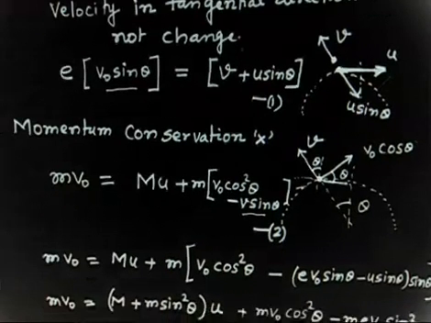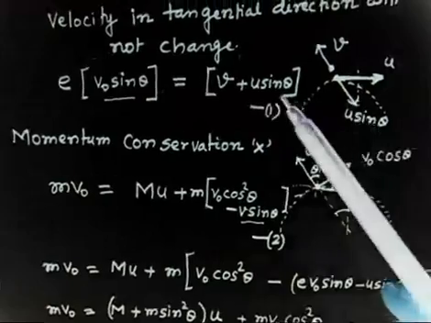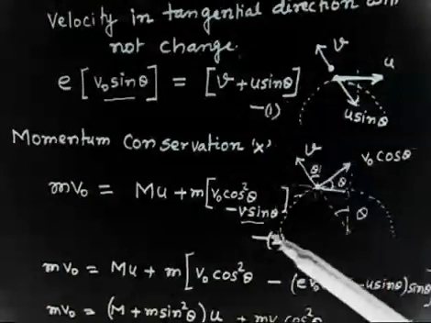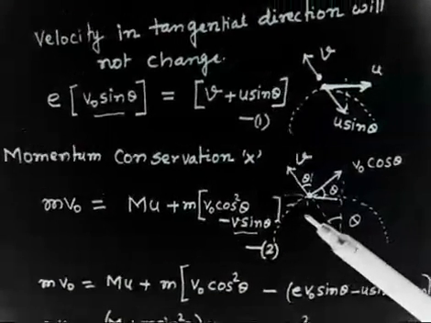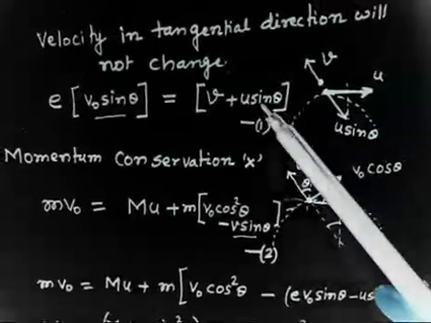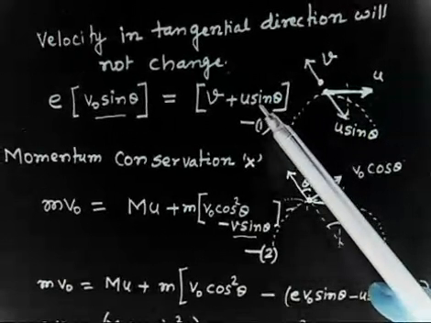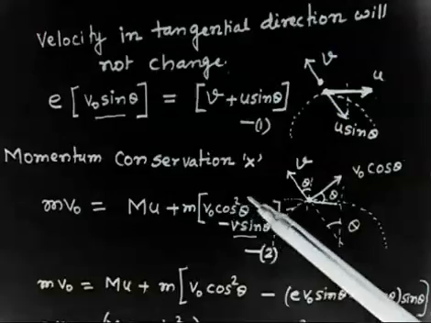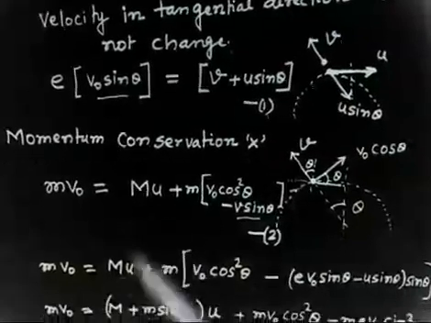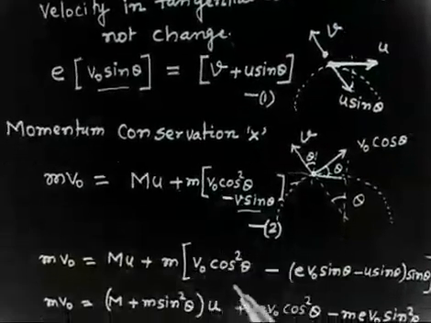Now next part is nothing, just solving the equation. I have two equations, 1 and 2. I can solve for u and v. So let us solve for u. What we will do is, from this equation I can find the value of v and plug it in this equation. So equation 2 I can write m v naught is equal to m u plus m v naught cos square theta.